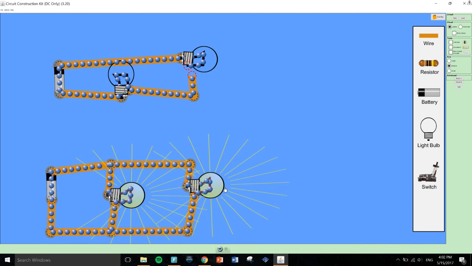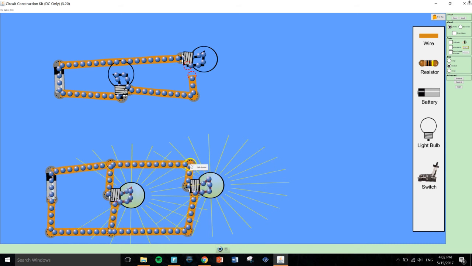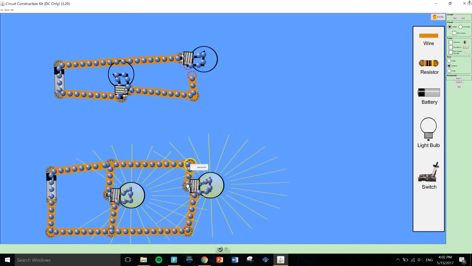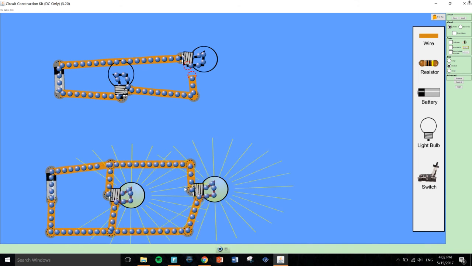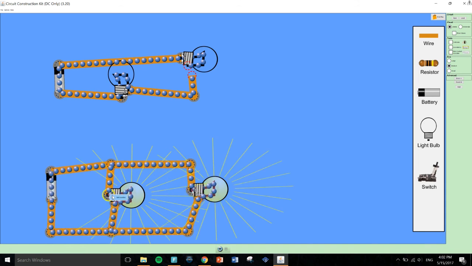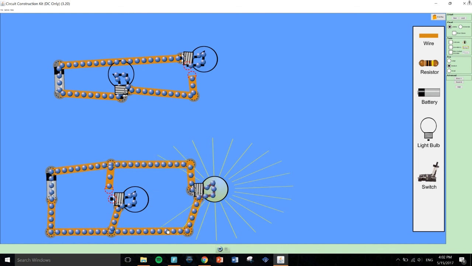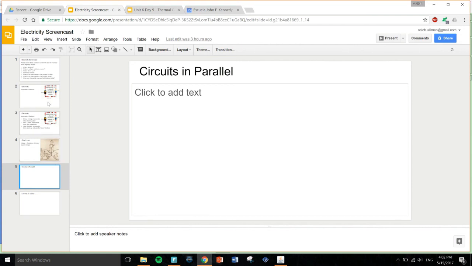Now check this out. If I break this wire here, if this light bulb goes out, look what happens. The other light bulb still works. So that's one of the characteristics of a circuit in parallel. Okay, if I reconnect it, boom, looks good. Same thing here. If I split this, the other one is still working. Okay, so that's one of the characteristics of a circuit in parallel.